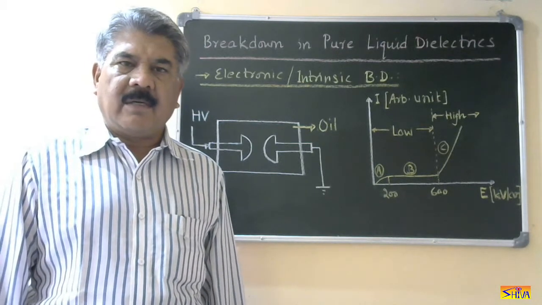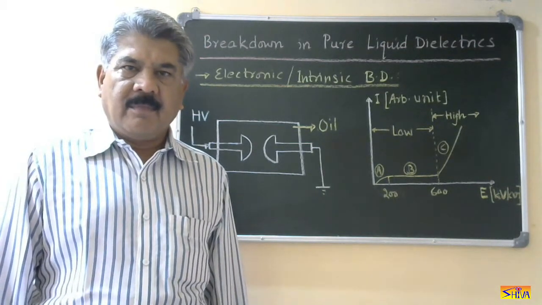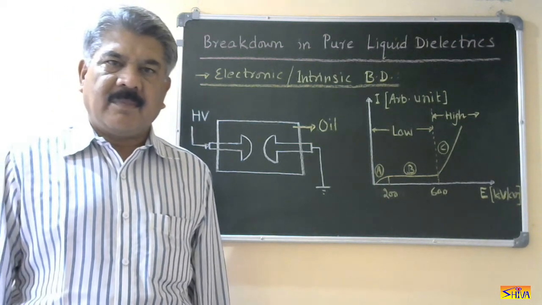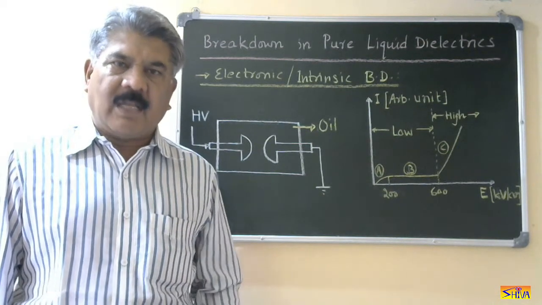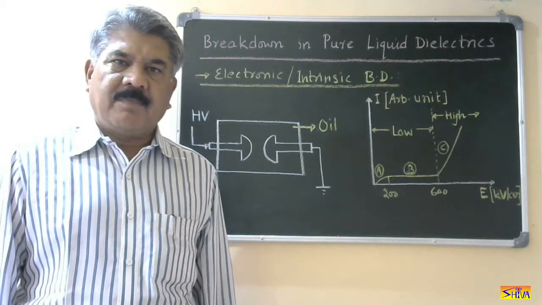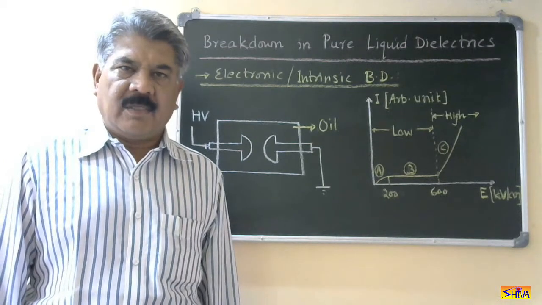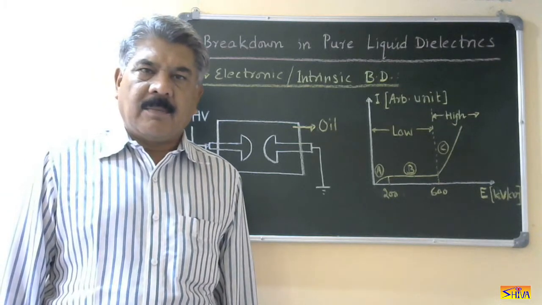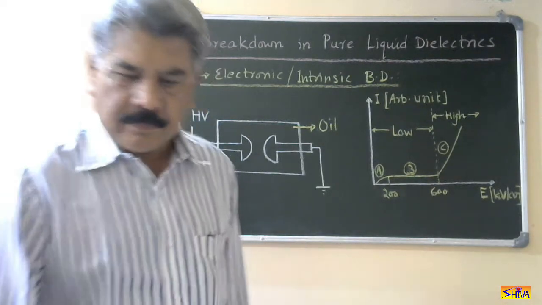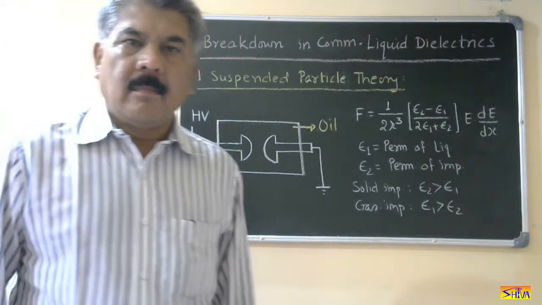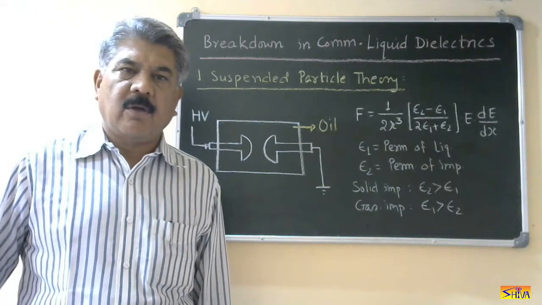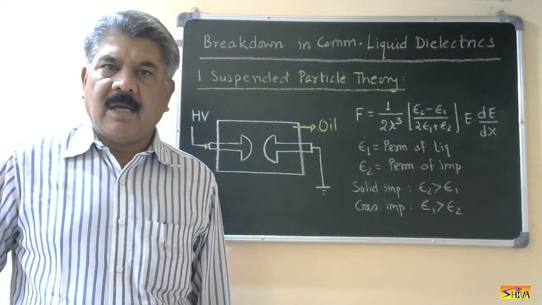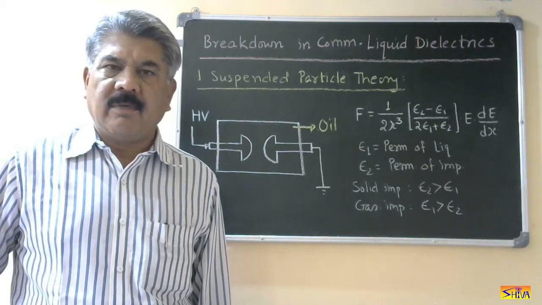Now let us see how the breakdown occurs in commercial liquid dielectrics or transformer oil. Commercial liquid dielectrics means they are not fully chemically inert, as well as the possibility of impurity is always there. So let us see how the breakdown occurs in the commercial liquid dielectrics. In commercial liquids, we cannot eliminate the possibility of impurities.